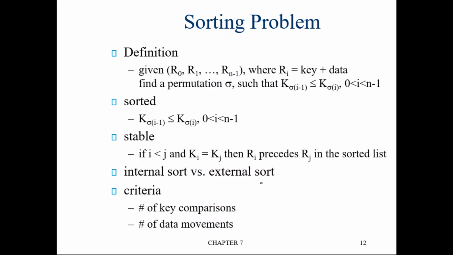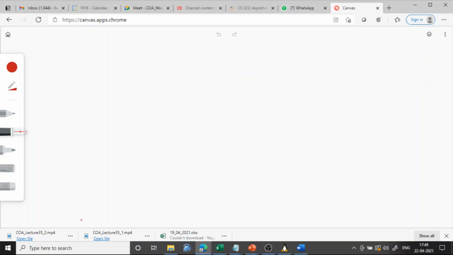Some examples of internal sorts are bubble sort, insertion sort, and quick sort. All these are examples of internal sort. One example of external sort is merge sort. Merge sort is an example of external sort. So with this brief introduction, let us jump into sorting. First let us discuss bubble sort.